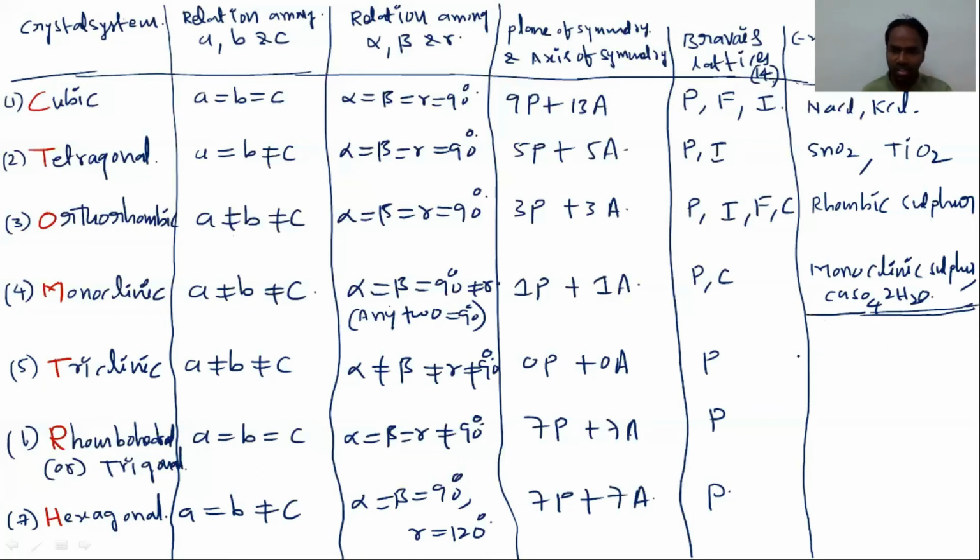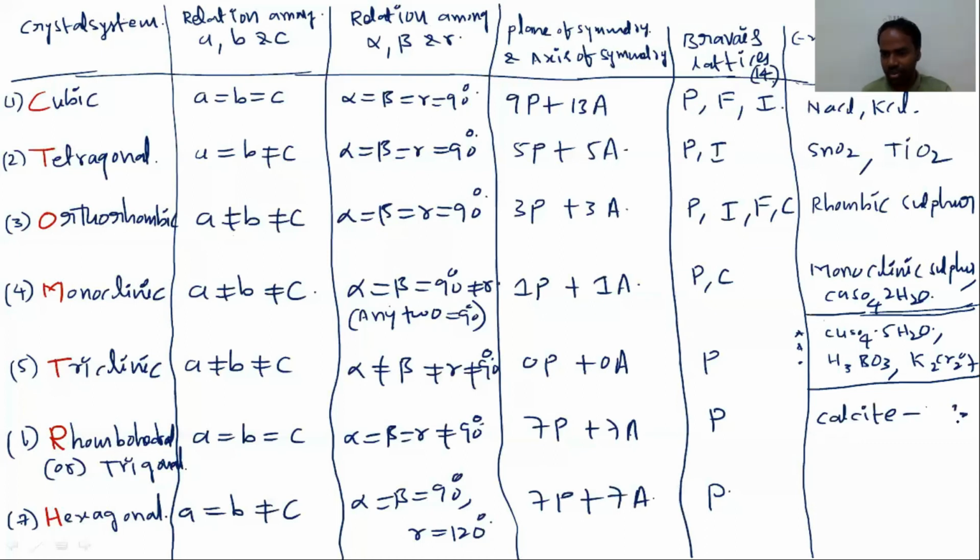Now come to the triclinic. Triclinic was asked in a previous question, so I'm going to give 3 examples here: blue vitriol, copper sulfate pentahydrate; boric acid, H3BO3; and one more example, potassium dichromate, K2Cr2O7. So this is very important for the triclinic system. Now come to the rhombohedral: calcite, nothing but limestone, CaCO3. Next, cinnabar, that is mercuric sulfide.